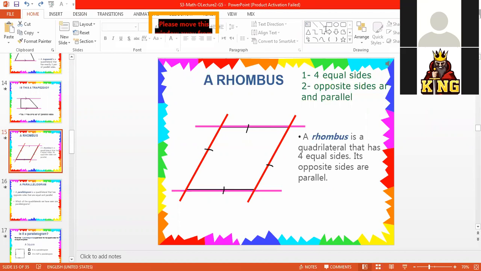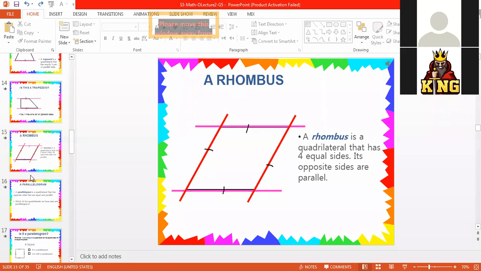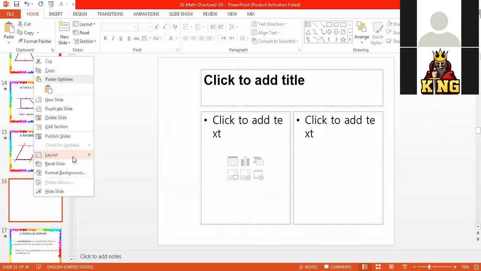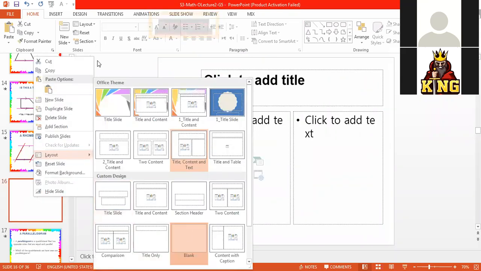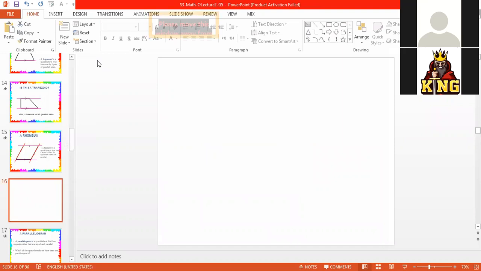So now I'm going to put a question right here. The question is, it's very easy. Is a square a rhombus?